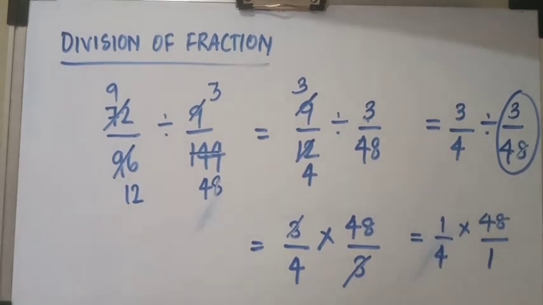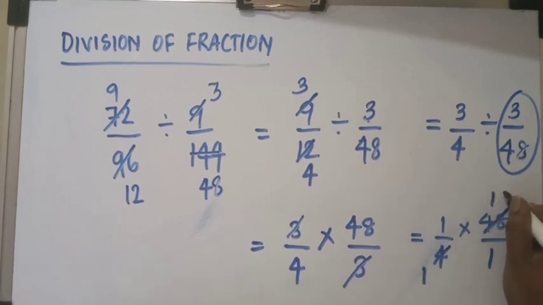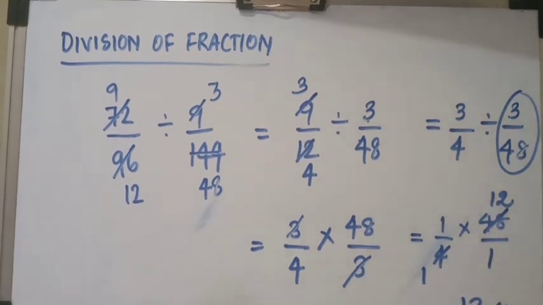Again I can cancel 4 and 48. 4 1s are 4. 4 12s are 48. So my answer is 12. Okay children, I hope you understood this. So see how I have done.